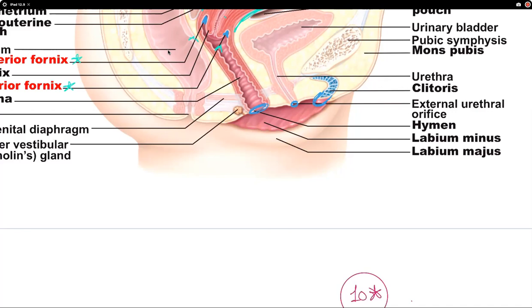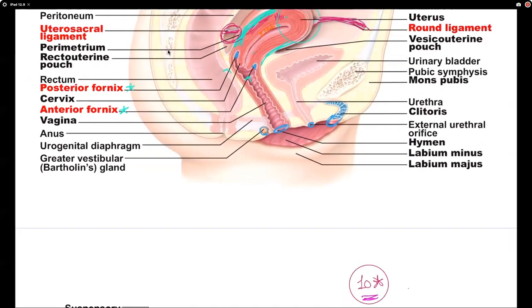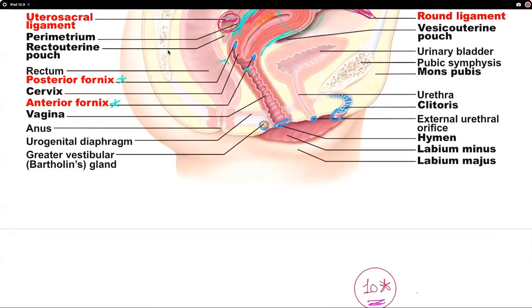Located posterior to the vaginal opening, we have a gland that will be releasing the mucus secretions that will facilitate the intercourse. This is the Bartholin's gland, or the greater vestibular gland.